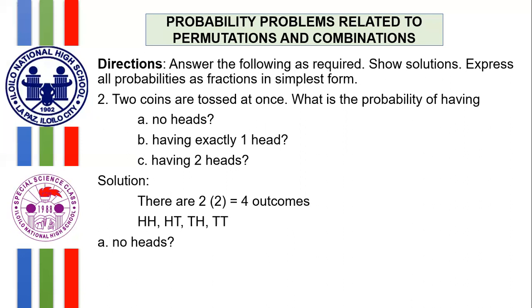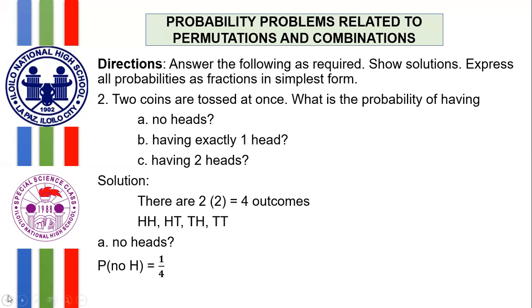It says here, no heads. And if there is no head, that means that all are tails. And how many have no head? So it's just this one. And that's 1 out of 4. And the probability that no head occurs is 1/4. 1/4 is already in simplest form.